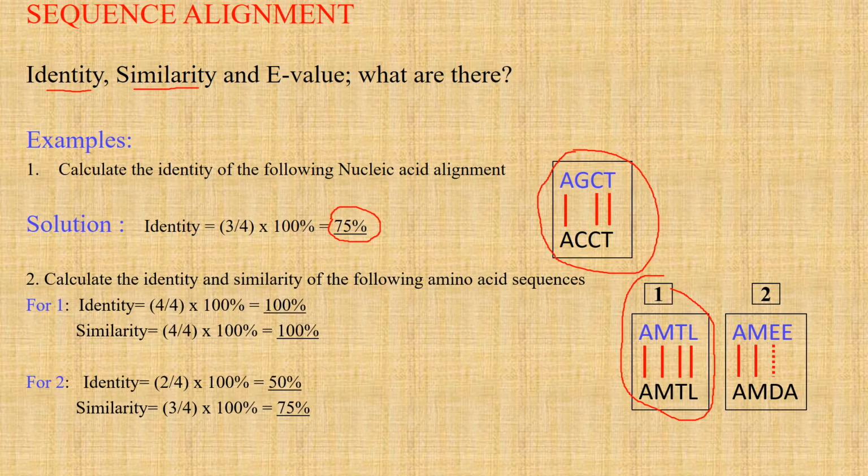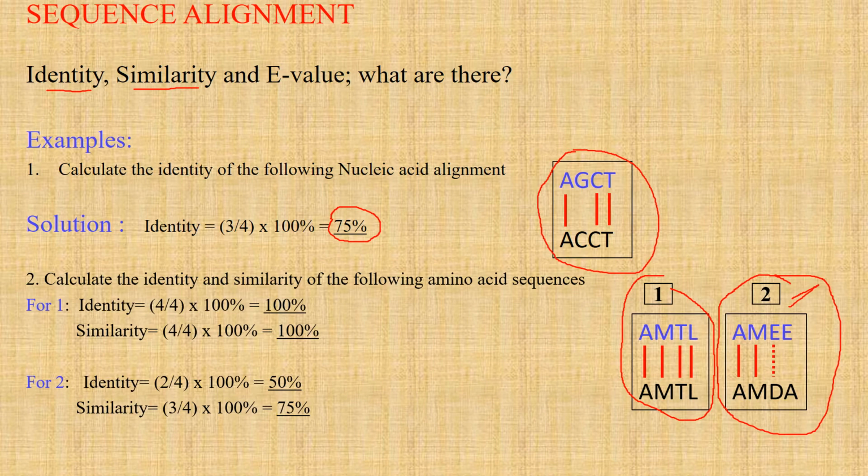For similarity, A is identical to A and is also similar to A. M is identical to M and is also similar to M. T the same and L the same. So similarity is the number of residues similar in the query sequence, all over the total number of residues in the query sequence. So it's also 4 over 4 times 100, which gives us 100%. Now for case 2, this is our case 2 here.